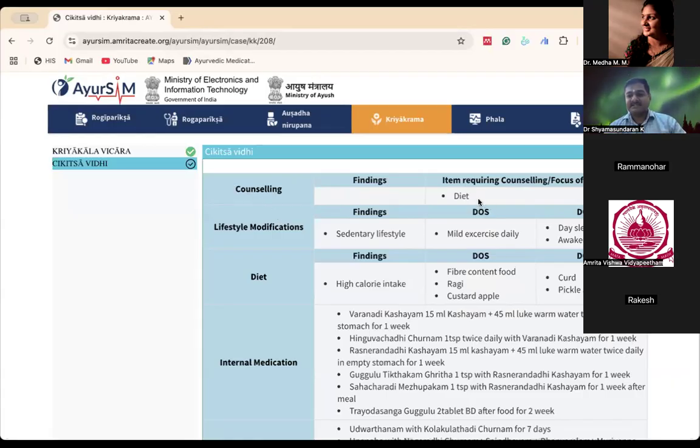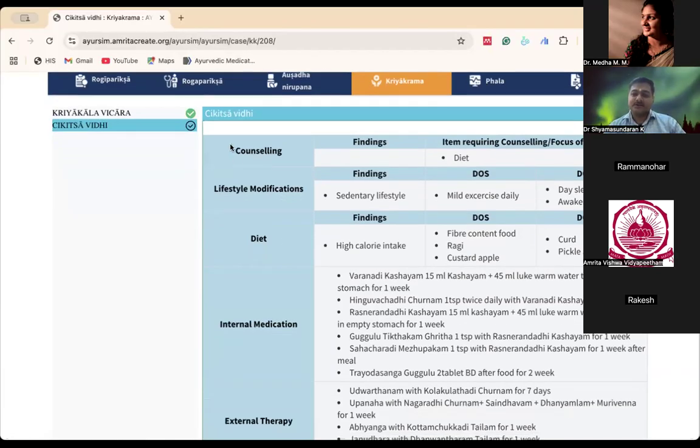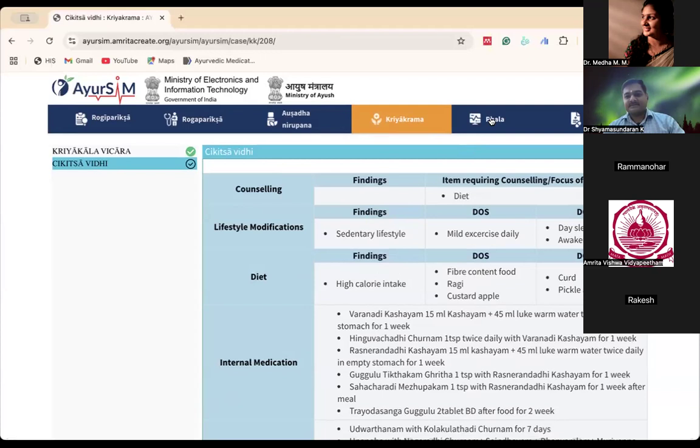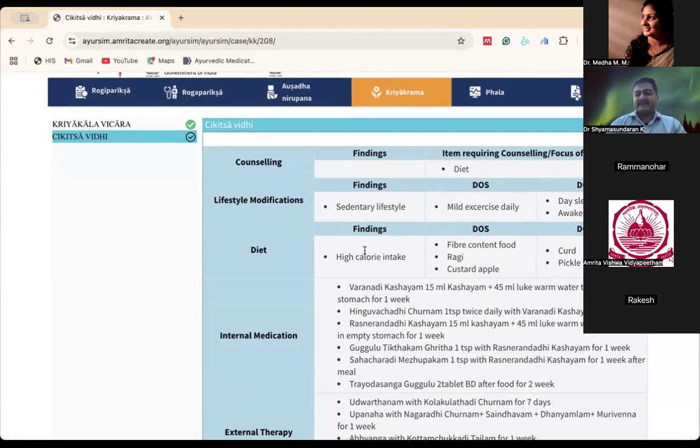So these are certain things, which we should, and the student will learn. So the prescription should have counseling. The prescription should have lifestyle modification. It should have diet. It should have internal medication, external therapy, and surgical representations. Everything is there. And having done the Kriya Krama, now that you have decided the treatment, the lifestyle modification, the diet, everything, now you have to wait and see what the patient follows.